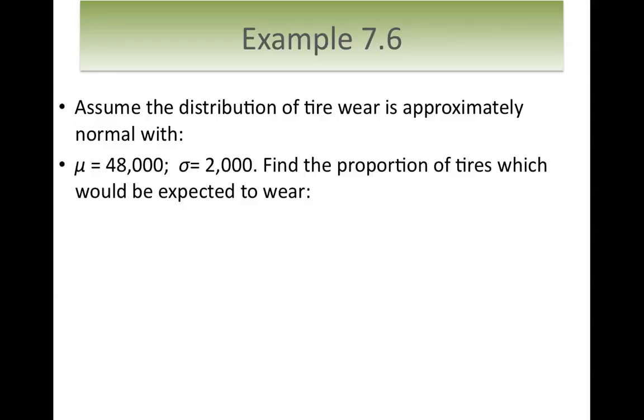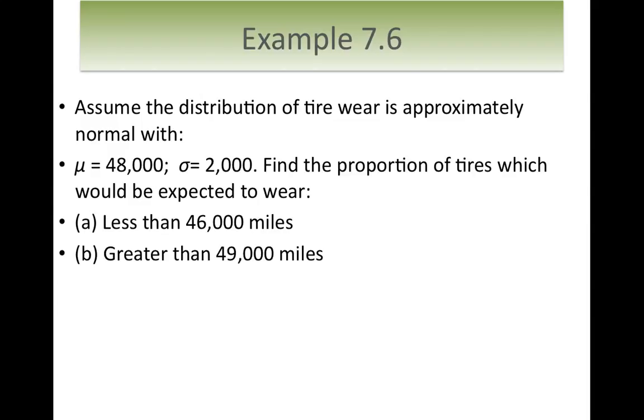We're told that the mean is 48,000. And I'm going to tell you right now what this means. This is in miles. 48,000 miles is the mean. The standard deviation is 2,000 miles. Find the proportion of tires which would be expected to wear less than 46,000 miles, more than 49,000 miles, between 47,000 miles and 51,000 miles.